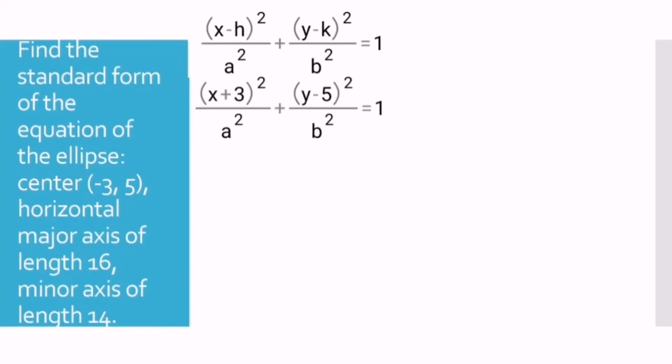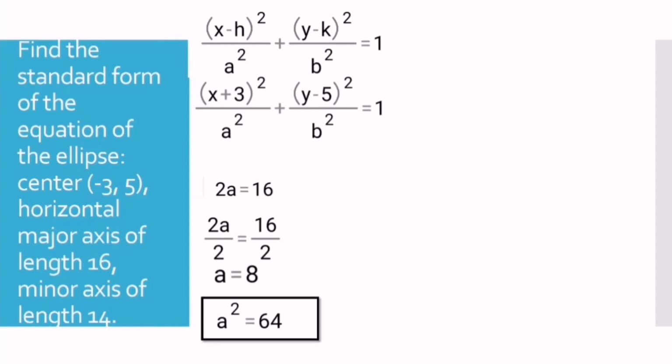So now, we need to find a square and b square. Ang sabi dito, horizontal major axis length of 16. Ibig sabihin, ang major axis natin ay 16. Ito yung ating 2a. So, 2a is equals to 16. So, yun nga ang ating major axis. We need to divide it by 2. And then, a is equals to 8. Dahil nga, a square ang hinahanap, we need to square a. So, ang sagot ay 64. Ang a square natin ay 64.